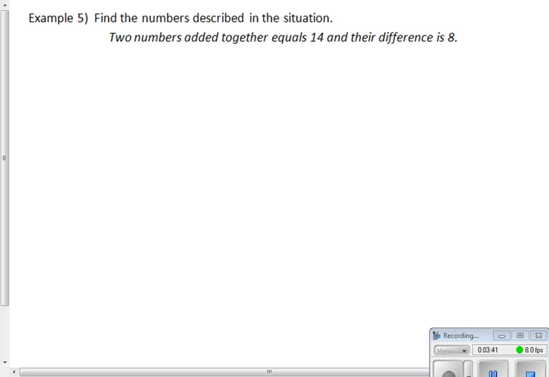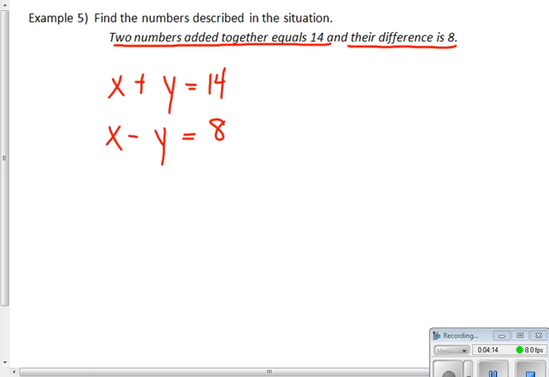Last example. In this example, we're actually going to have to write two equations. Remember, when you write equations here, kind of think of it as a teeter-totter. So let's find the numbers described in the situation. Two numbers added together equals 14. Well, here's my two numbers. We don't know what those numbers are, so we use variables. x plus y equals 14. There's one equation. And their difference is 8. So the difference of these two numbers: x minus y equals 8. There's our two equations. Now we can go ahead and do our elimination here.